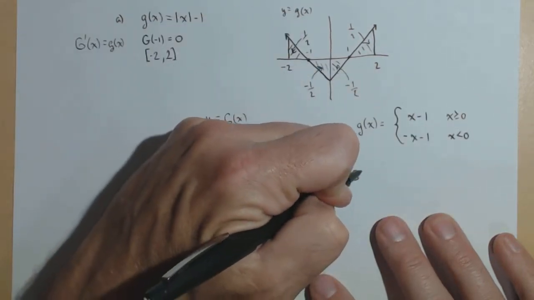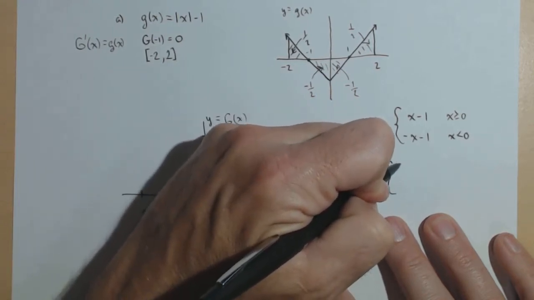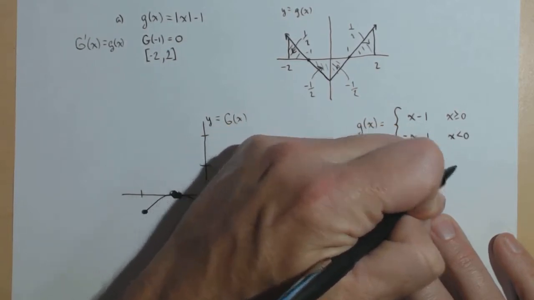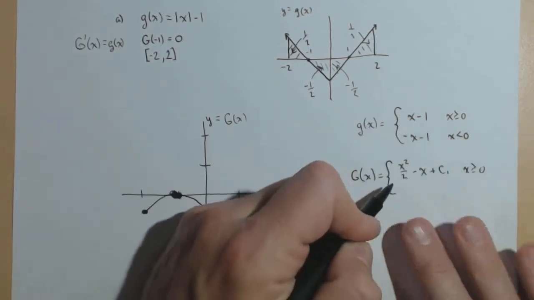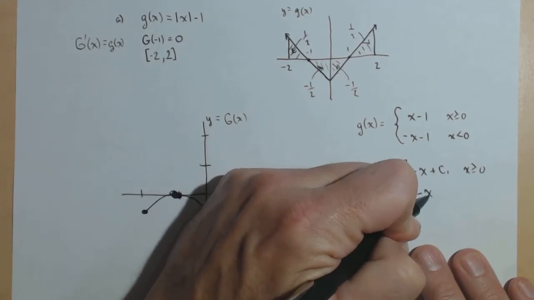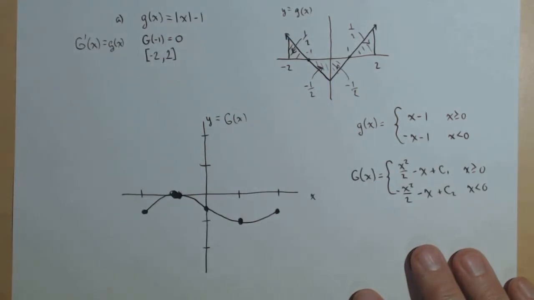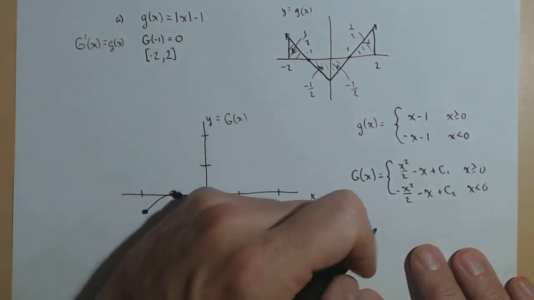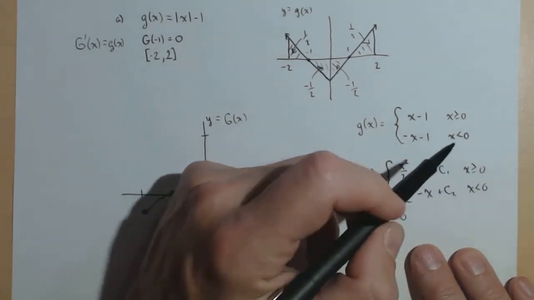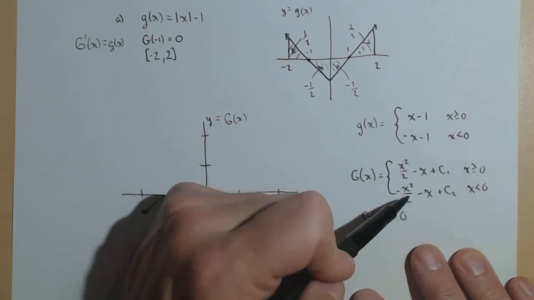So now we're going to do capital G of x. So we're going to do the antiderivative of each of those. So we have x squared over 2 minus x plus, I'm going to call it c1, for x greater than or equal to 0. And here we have negative x squared over 2 minus x plus c2 for x less than 0. Now remember, we had an initial condition. G of negative 1 was equal to 0. So that means we're going to use this part of the equation because x is less than 0.